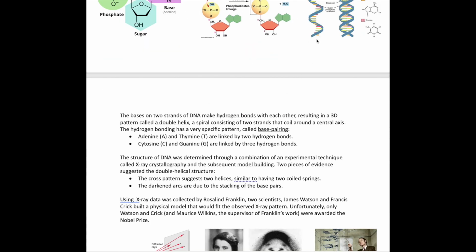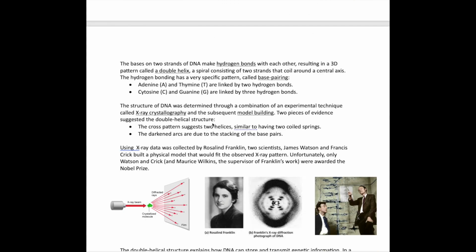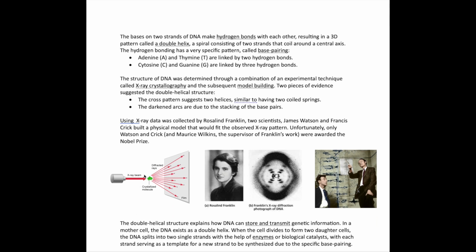The reason we know that the structure of DNA is this double helical structure was through a combination of two techniques. One is an experimental technique called X-ray crystallography, and the other one is model building based on that data. X-ray crystallography is a technique that's illustrated here. What you need is a crystal of a molecule, in this case a crystal of DNA. And then when you shine an X-ray beam on the crystal, the molecules inside that crystal will diffract the X-ray, which just means to scatter it. This is similar to when you shine a flashlight on an object and then project that on the wall.